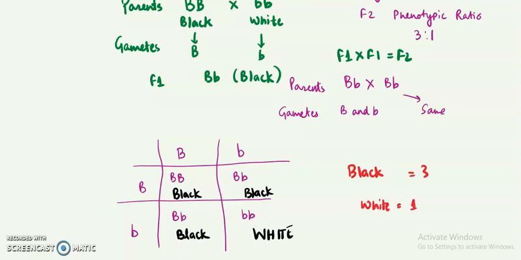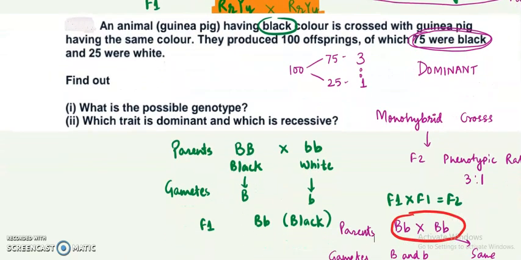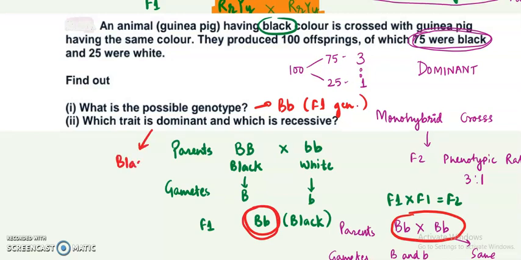Now see, in the beginning of the question itself, we talked about how the 75:25 number is matching with the 3:1 ratio. The parents would be capital B, small b, and we have seen that the genotype was capital B, small b. Which trait is dominant? Black is dominant and white is recessive. So you need to show the complete cross.